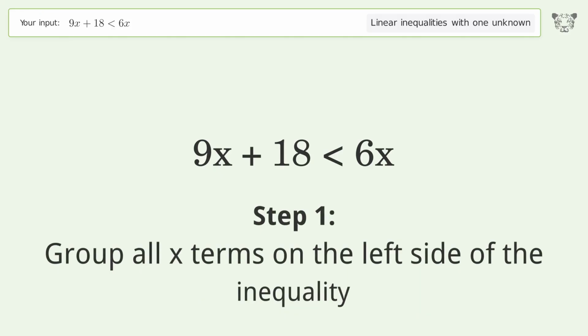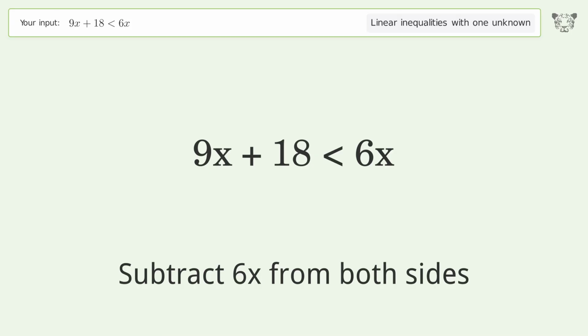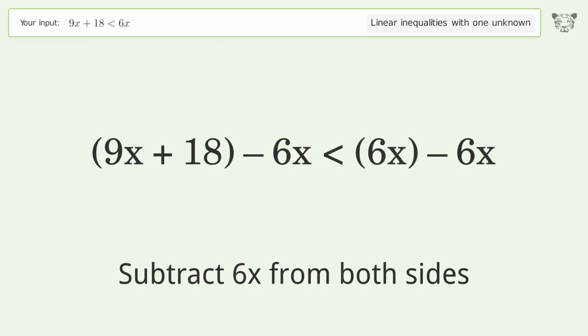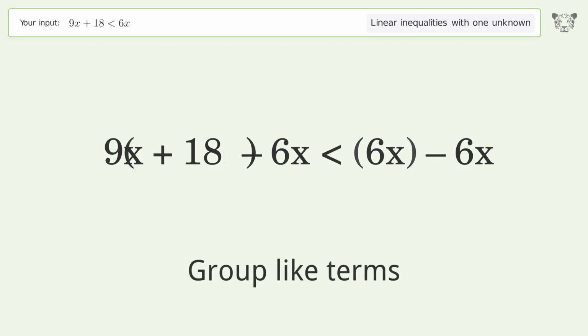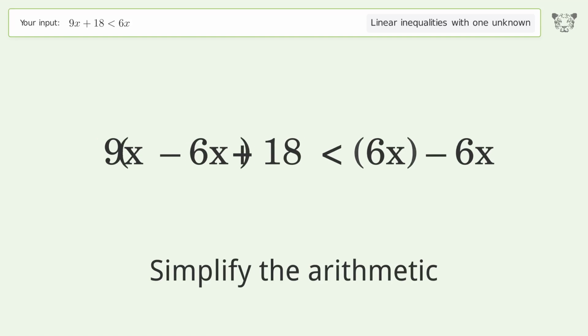Group all x terms on the left side of the inequality. Subtract 6x from both sides. Group like terms. Simplify the arithmetic.